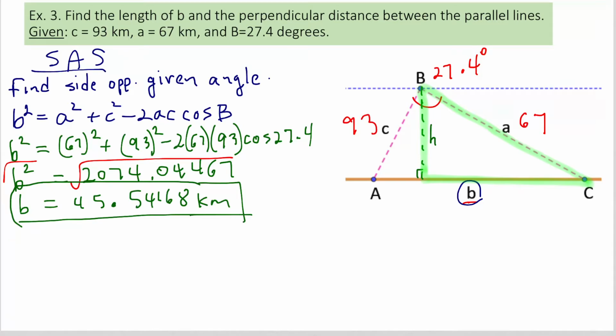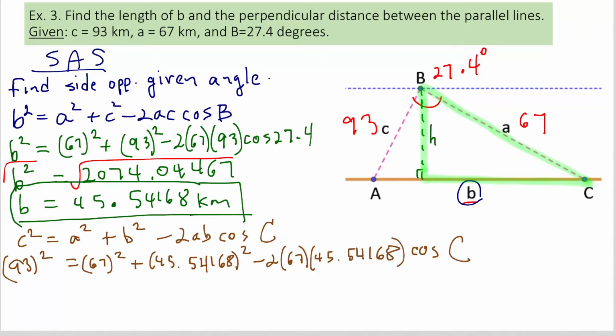So I need the C law. I wrote down my C law. Now I'm going to know everything there except for angle C, so I'm going to substitute lowercase A, B, and C into the equation. So I did that. Now in order to solve this, I'm going to take 93 squared, subtract this, which will give me a number on the left-hand side. Then I'll multiply -2 times these two numbers here, and that'll be my coefficient of the cosine of C.